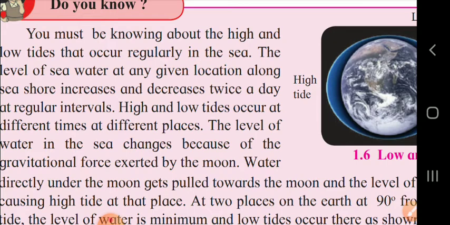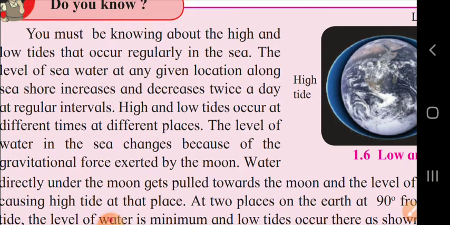The level of water in the sea changes, as well as the gravitational force exerted by the moon also changes. And why does the level of water change? Due to the gravitational force which is exerted by the moon. Water directly under the moon gets pulled toward the moon, and therefore the level of water also goes up, which causes a high tide at that place. So at two places on the earth at 90 degrees from the place of high tide, the level of water is minimum and low tide occurs.